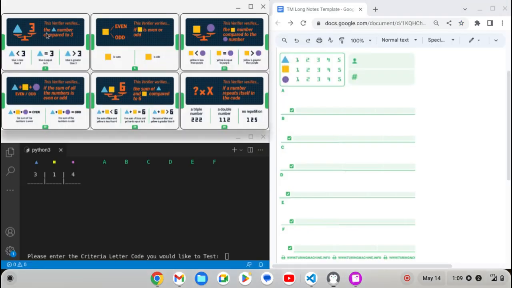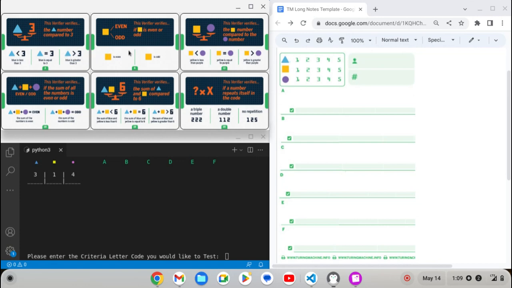So in our grid above, we have our 6 criteria cards. On the top row, we've got criteria A, criteria B, and C. In the bottom row, we've got criteria D, criteria E, and F. So criteria A looks at the first digit, the triangle digit, and compares it to the number 3. Is the triangle digit supposed to be less than 3, equal to 3, or greater than 3?